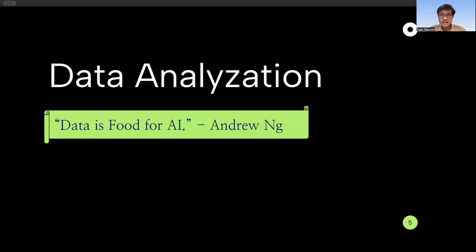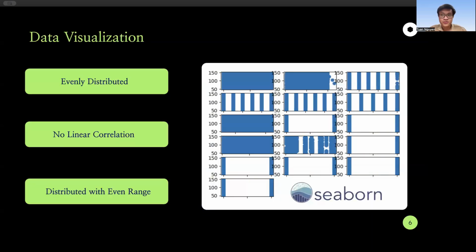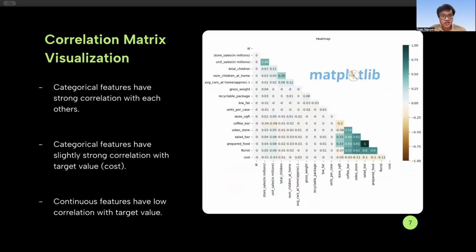To understand the data and do proper data engineering, we need to analyze it. For our visualization, we use Seaborn to plot scatter plots between the data features and the target values. We can see 3 prominent features. It is evenly distributed, and it has rarely any linear correlations. And the categorical values are distributed with an even range.